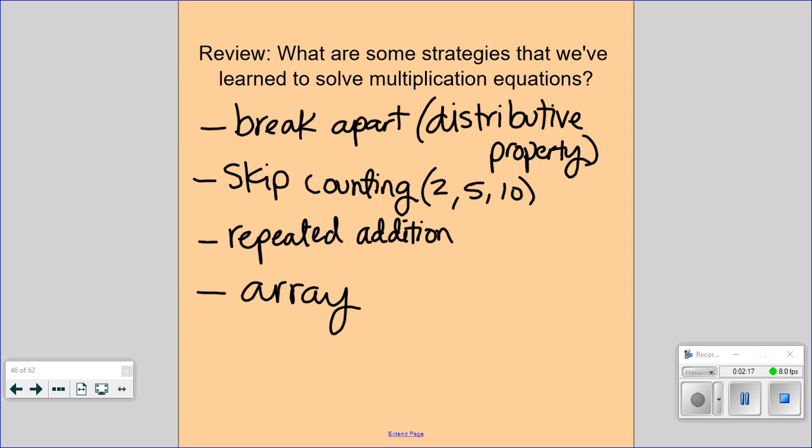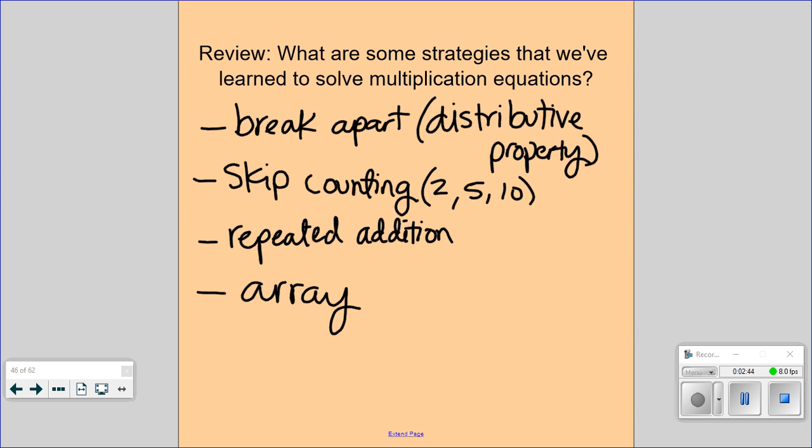Yes. Brinley? The commutative property. The commutative property can help us, but it's not going to help us solve. So you're correct in saying it might be easier for your brain to think of 2 times 4 instead of 4 times 2. And so you can make that switch, but that doesn't actually help you get the answer. You see what I'm saying? So it helps us think about multiplication, but maybe not solve it.